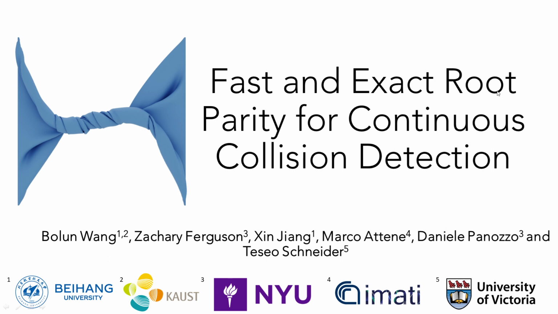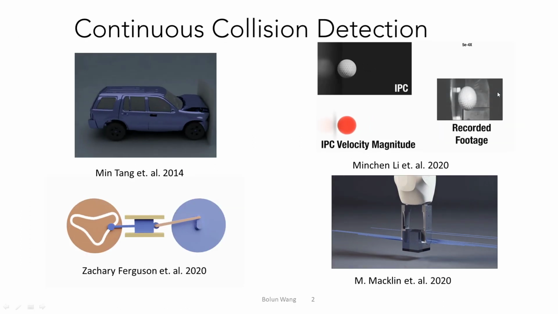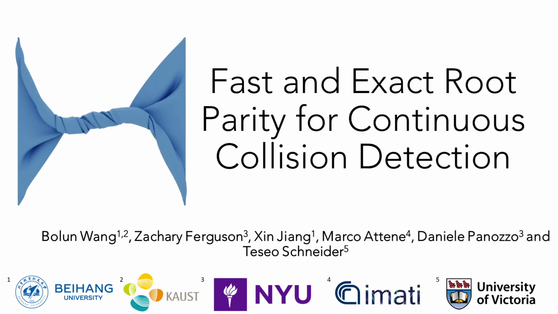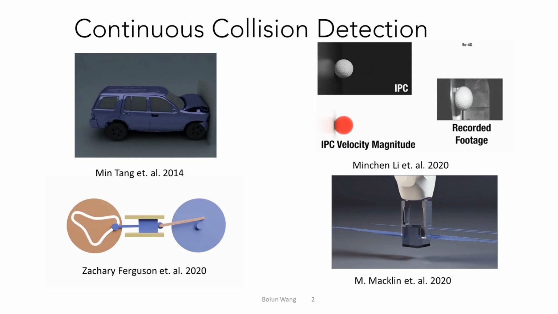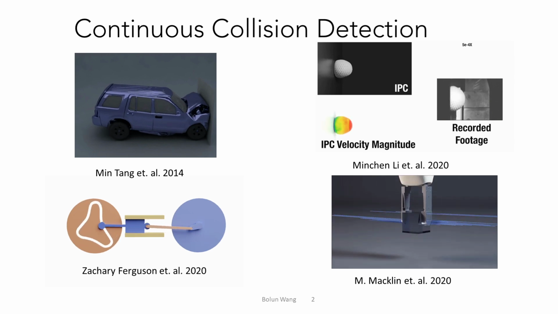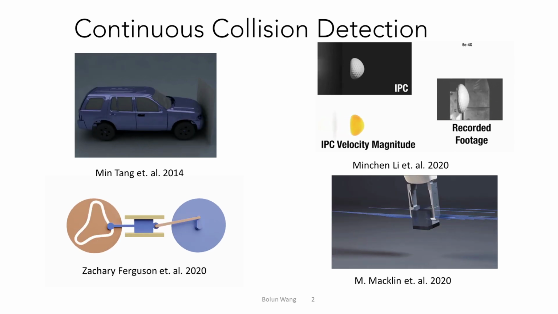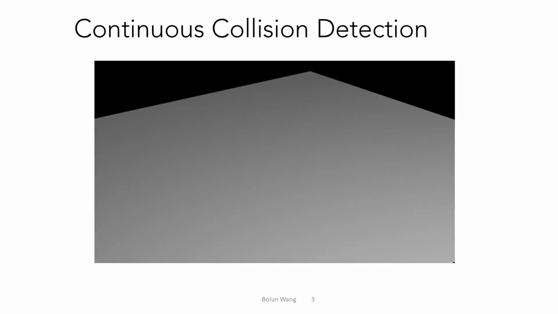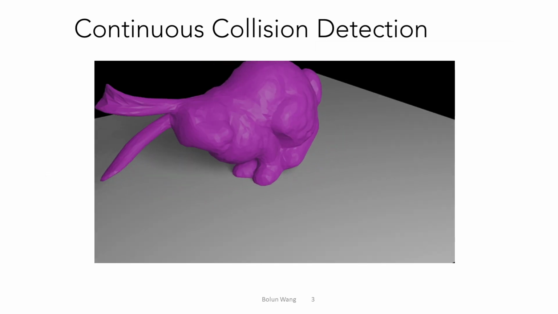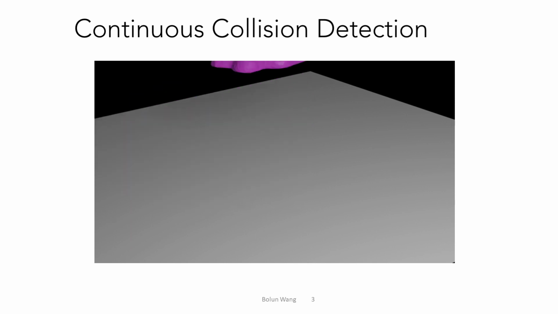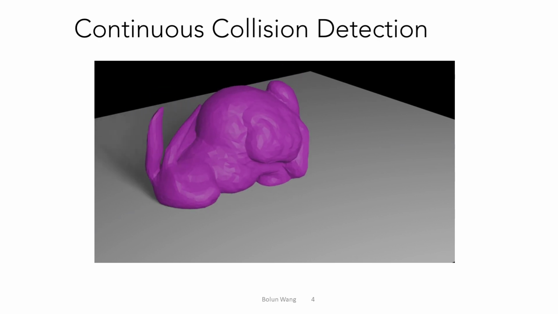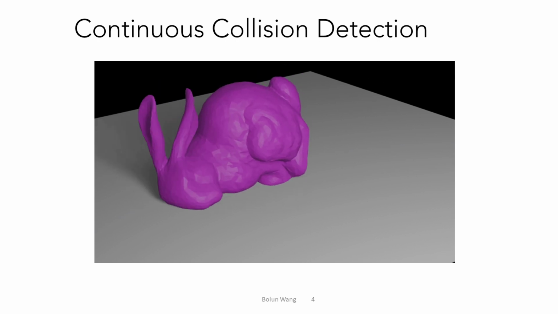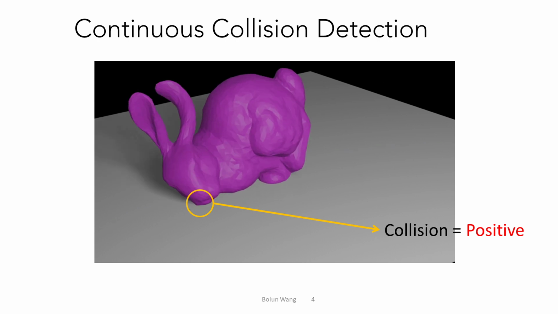I'm here to present our recent work, fast and exact root parity for continuous collision detection. Continuous collision detection, CCD for short, is widely used in physical simulations. It's an important tool to guarantee two moving objects will not pass through each other. CCD algorithms report positives when collision happens, otherwise report negatives.